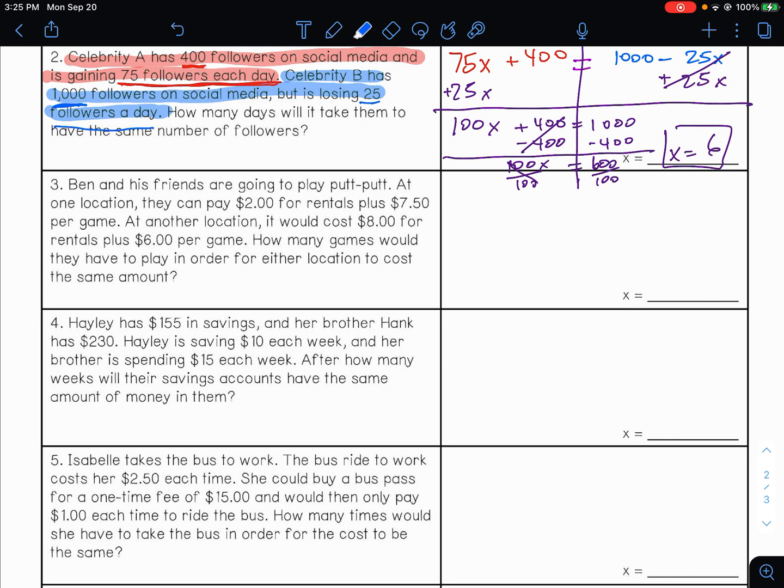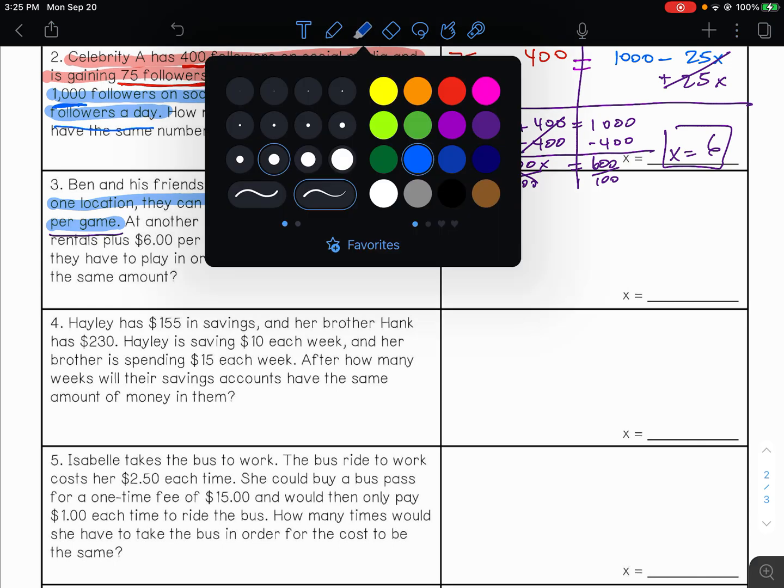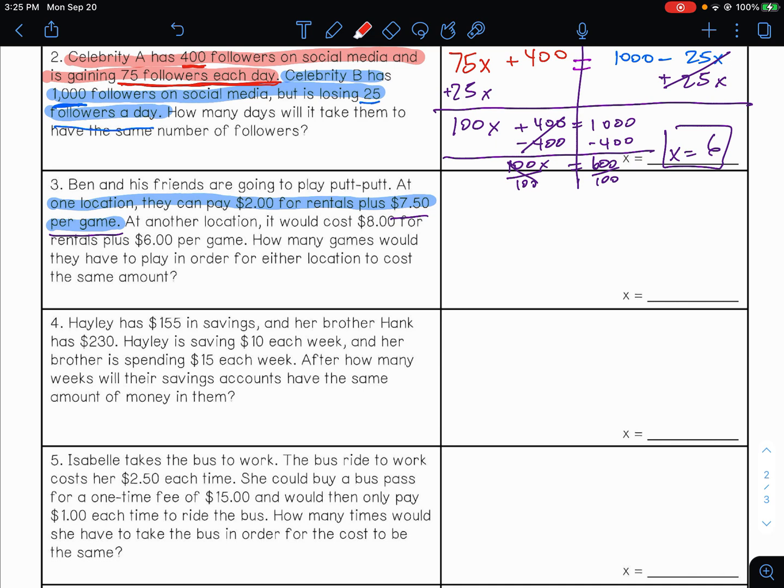Let's highlight the two. One location, $2 for rentals plus $7.50 per game. Oh, look at that, $7.50 per game. That is going to be our rate. For our other one, another location, it would cost $8 for rentals plus $6 per game. And there's our other rate, $6 per game.